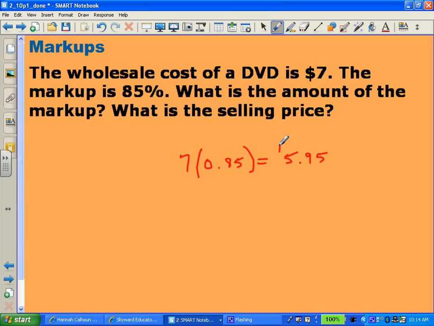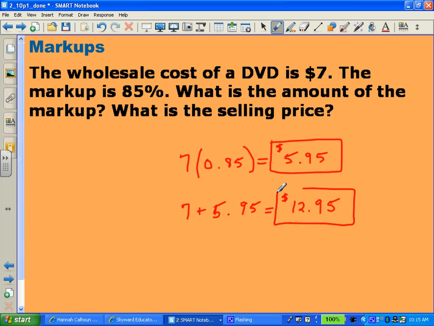So that answers the first question, what is the amount of the markup? The amount of markup is $5.95. What's the selling price? Well, this one's a markup, so I have to add. That's what makes it different from the discount problems. So I'm going to do 7 plus $5.95, not $5.85. And that gives me $12.95. So the store bought it for $7. They're going to sell it to us for $12.95.